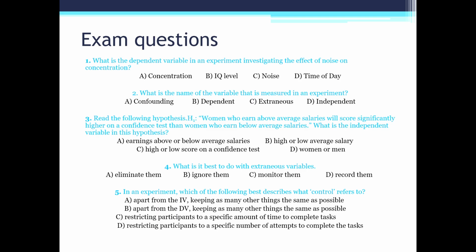And then 4, best thing to do with extraneous variables. Well, we want to get rid of them. We don't want them to be a problem. So we don't want to ignore them, because what's the point of even knowing them if we're going to ignore them? We don't want to monitor them, because if we know that they're there, we need to do something about them. And again, we're not going to record them, because recording and monitor the same thing.